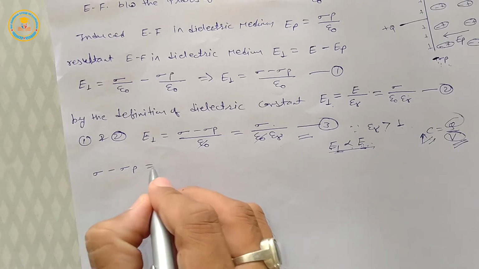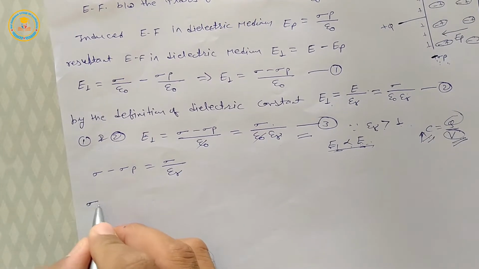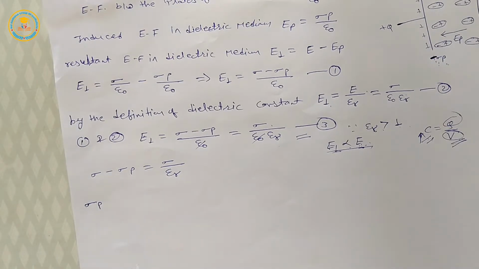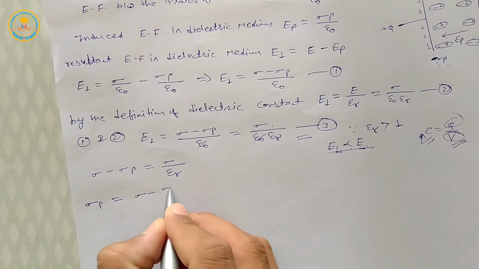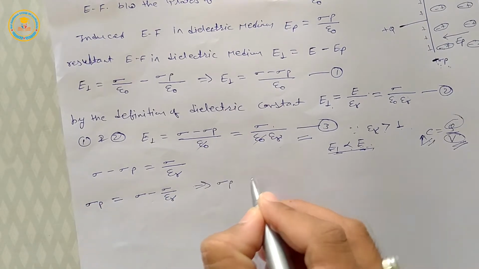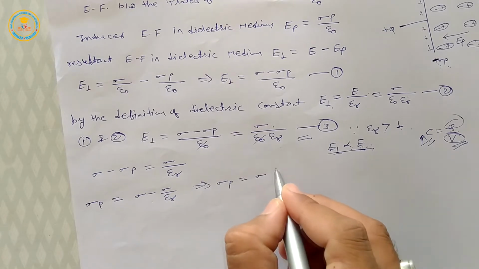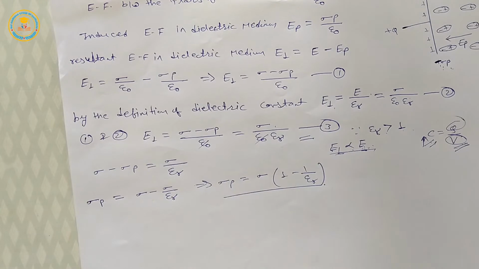Okay students, now again from this equation 3, sigma minus sigma p, epsilon naught and epsilon naught cancel out, is equal to sigma upon epsilon r. So the induced surface charge density sigma p is equal to sigma minus sigma upon epsilon r. So sigma p is equal to sigma times 1 minus 1 upon epsilon r. This is the induced surface charge density.